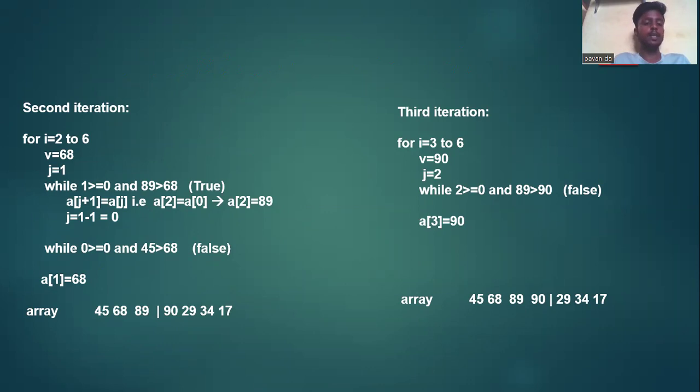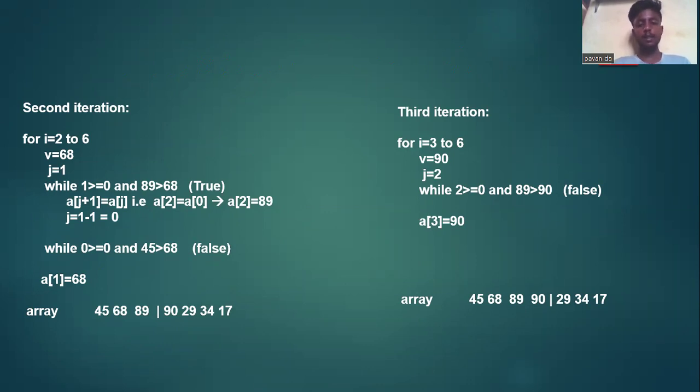And while 0 is greater than or equal to 0 and 45 is greater than 68, no, the statement is false. 45 is not greater than 68. So A[1] is equal to 68. Now here is the array: 45, 68, 89, and the rest remains the same.